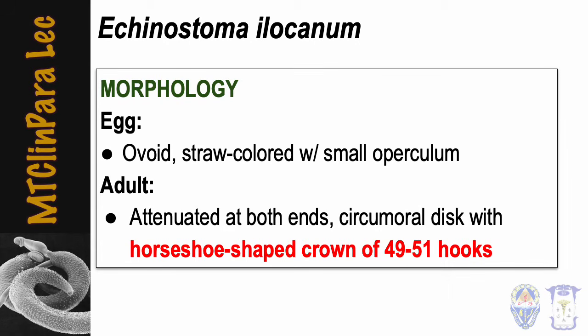For the morphology, the eggs are ovoid, straw-colored, with a small operculum. I did not highlight this because these are very general, the same appearance as the other trematodes. For the adults, kindly take note of the attenuated ends of the parasite. When we say attenuated, these are pointy. It has a circumoral disc with a horseshoe-shaped crown of 49 to 51 hooks.